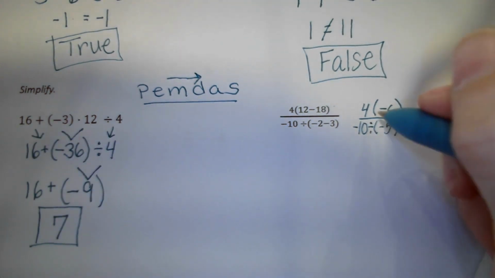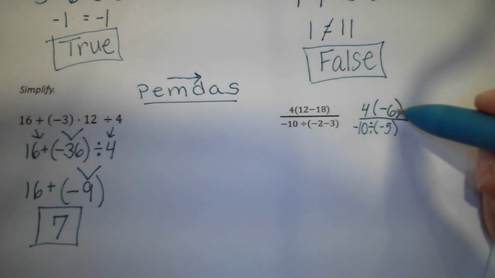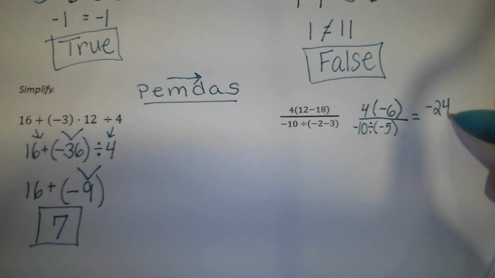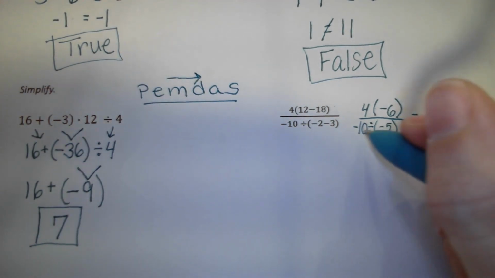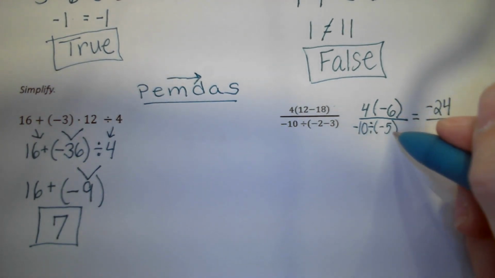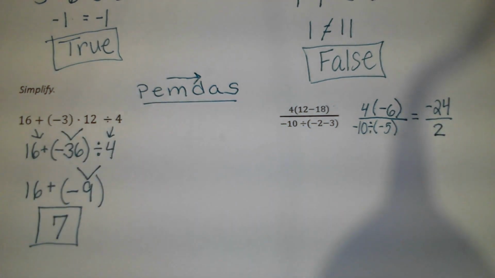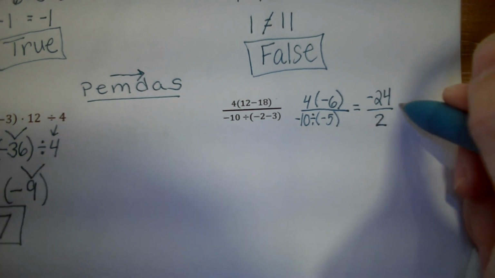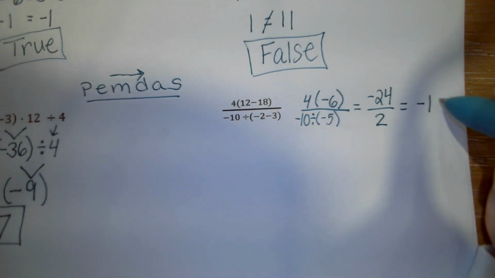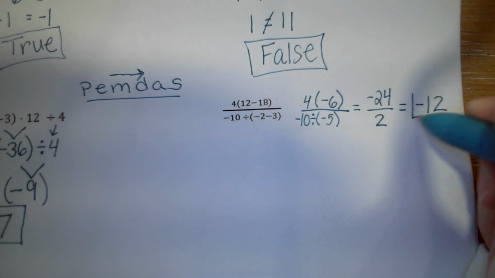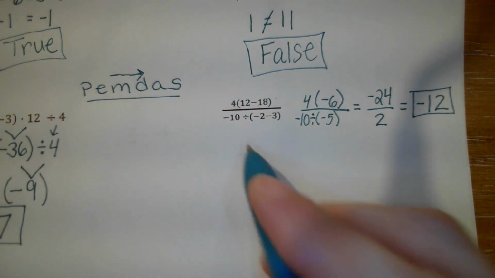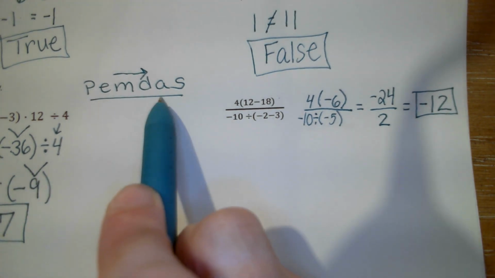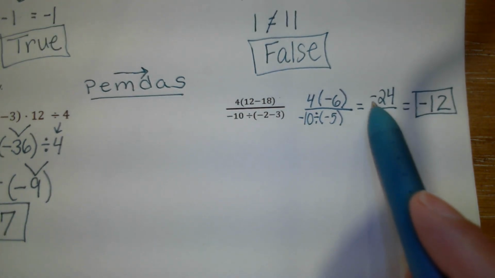So now we're going to finish simplifying the top. 4 times negative 6 is negative 24. And then the bottom, negative 10 divided by negative 5 is positive 2. Now, we have negative 24 divided by 2. That's negative 12. So the things to look out for here is that you're going slow enough to identify the correct steps in PEMDAS, and that you're watching out for those negatives.